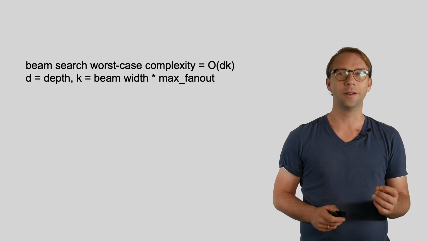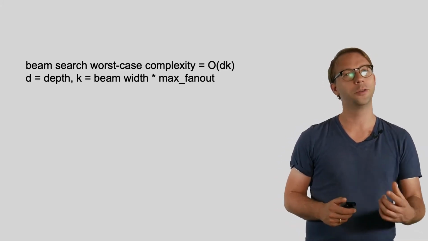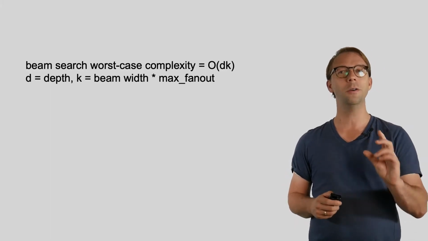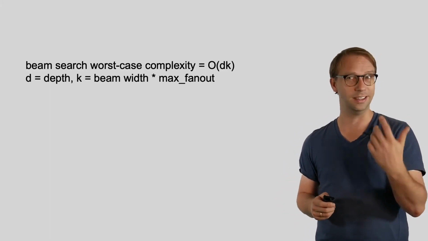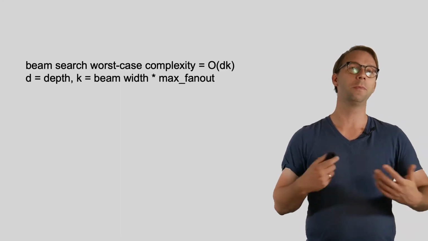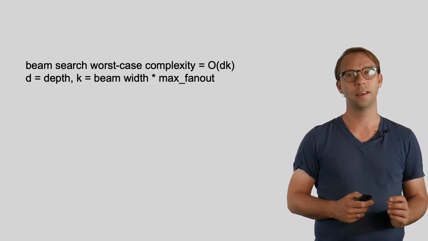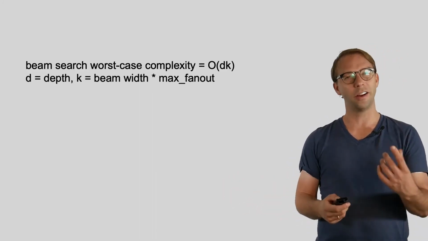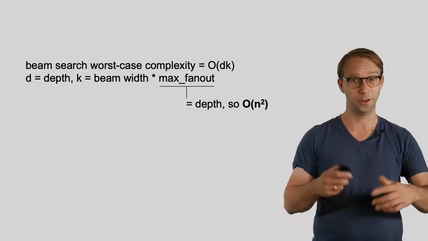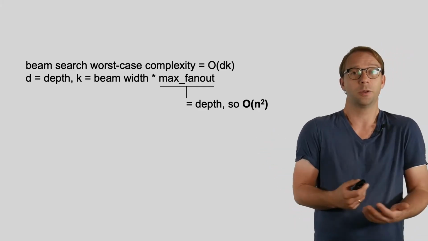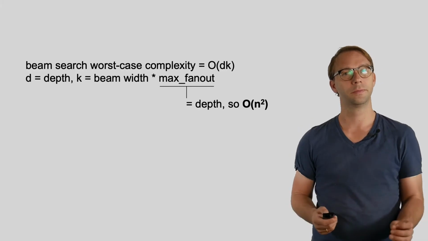The beam search algorithm makes it tractable for AutoAssembler to track the exponential space of assemblies. Its worst case complexity is O of d times k, in which d is the depth, or the number of plates in the model, and k is the beam width, multiplied by the maximum fan-out. The fan-out are all the possible next combinations at each state, and in our case that is actually proportional to the depth, or the other plates that are still in the model. And therefore, the worst case complexity is quadratic in the number of plates.